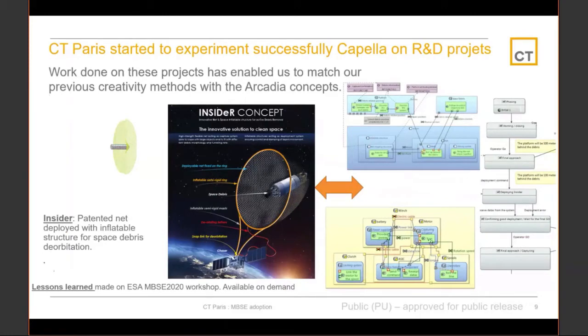We tested it on several case studies, and for instance, this one, which is Insider. Insider is a net inflatable that is used for space debris deorbitation. And so we matched as much as possible value analysis concepts with the Capella view diagrams in Arcadia. So we're talking about life cycle analysis, transversal functional analysis, how to do a brainstorming in Capella, those kinds of things.